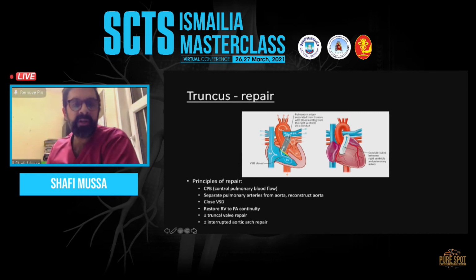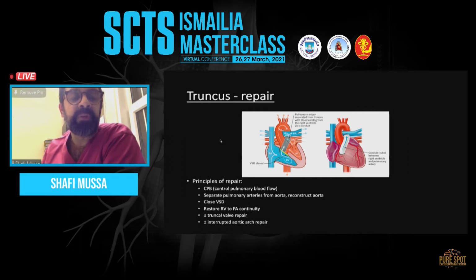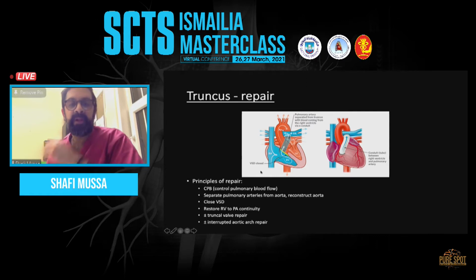Repairing truncus arteriosus. So the principles of repair, again, this is an operation done on cardiopulmonary bypass, and the initial step is to control the pulmonary blood flow once we're on bypass. Otherwise, there is uncontrolled blood flow to the lungs and steal from the systemic circulation. So once the pulmonary arteries have been controlled and the aorta has been cross-clamped and cardioplegia has been delivered, the pulmonary arteries are separated from the aorta, and the aorta needs to be reconstructed.